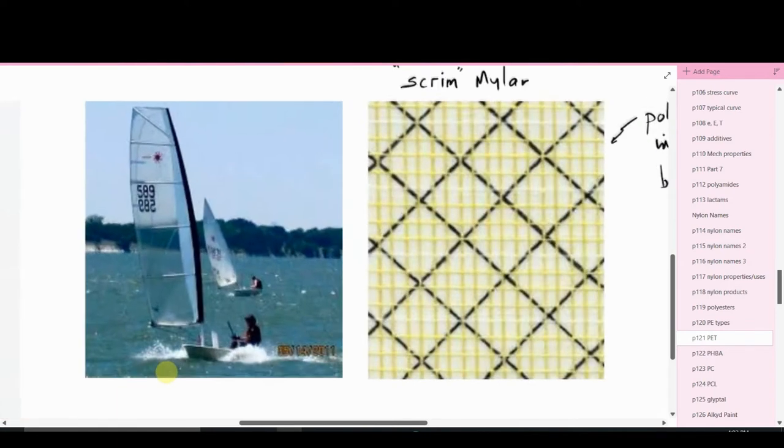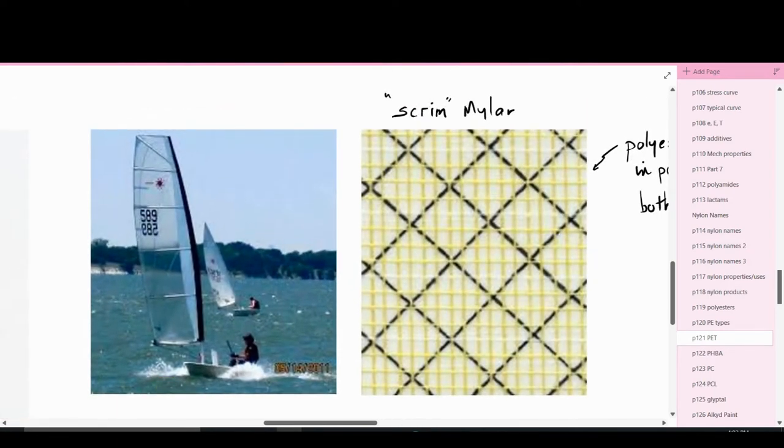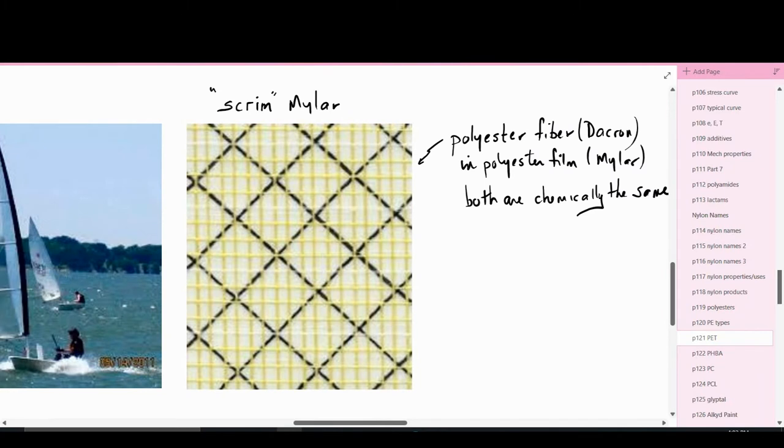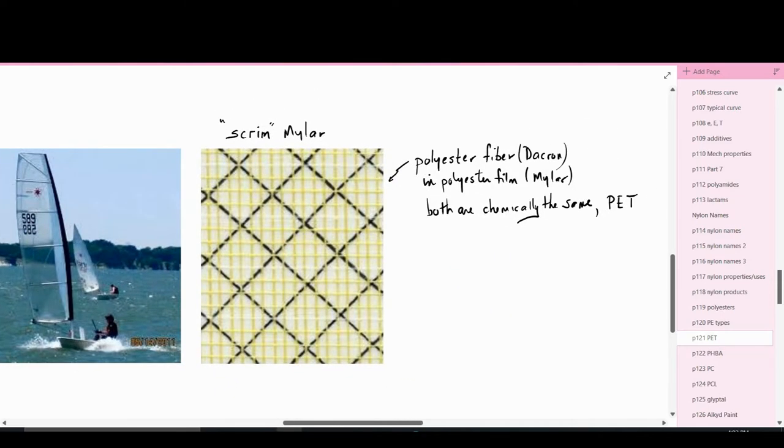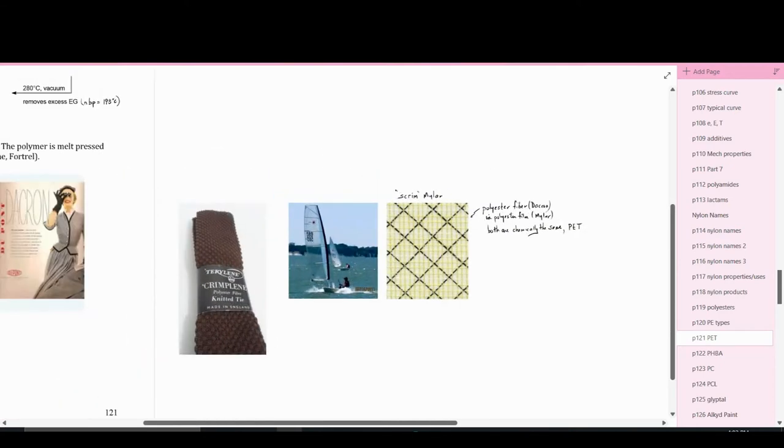This is mylar. Mylar is the film form of polyethylene terephthalate used in sailboats. And here's an example of a piece of fabric from a sail. This is called the scrim mylar, and it has polyester fiber, the yellow fibers and the black fibers laid right into the polyester film, the mylar. Both are chemically the same. They're both polyethylene terephthalate. It's a wonderful material.